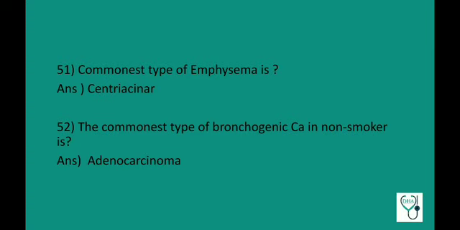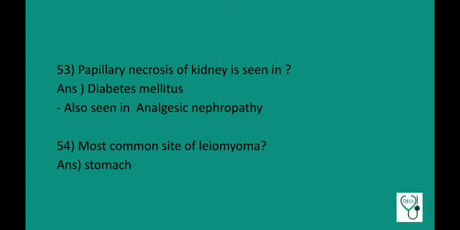The commonest type of bronchogenic carcinoma in non-smokers: adenocarcinoma. Papillary necrosis of kidney is seen in diabetes mellitus. It is also seen in analgesic nephropathy, but it is most commonly seen in diabetes mellitus. Most common site of leiomyoma, stomach.